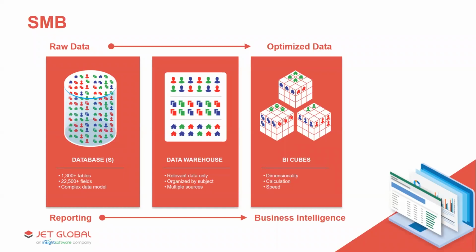But with the data warehouse and cubes, which is Jet's business intelligence approach, all that information is already tied together. So if I want to build out a complex report with the data warehouse, I can go in and I've already tied 7, 8, 9 different tables together into a single location. So when I want to build out a complex report, I can just grab all of those fields instantly.